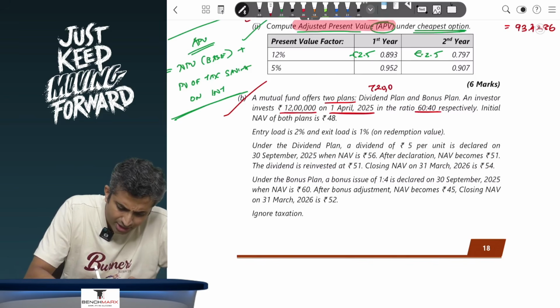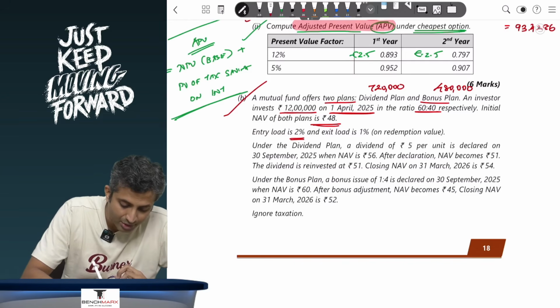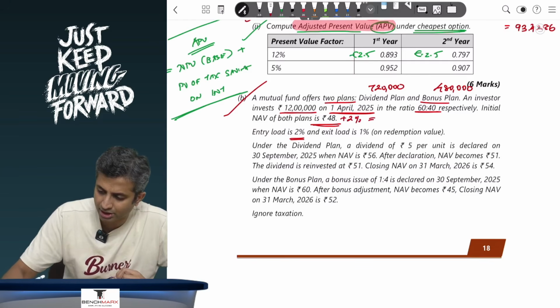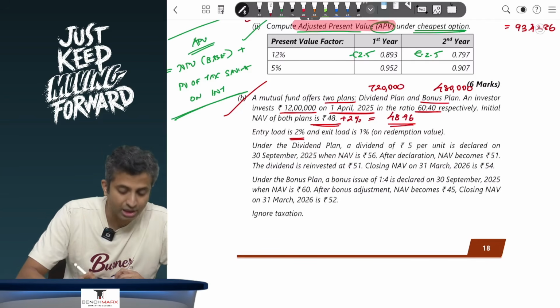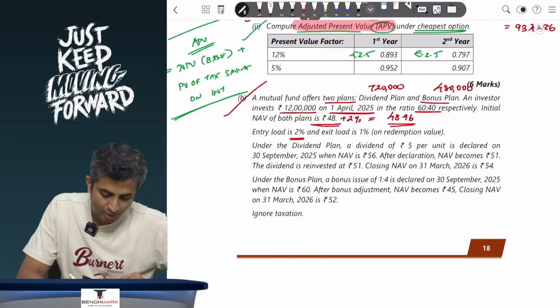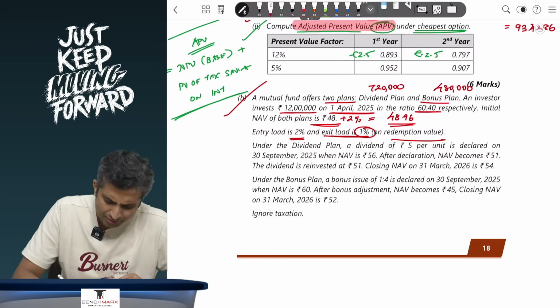which means in the dividend plan they will invest 7 lakh 20, that is 60%, and in the bonus plan they will invest 4 lakh 80, which is 40%. The initial NAV of both plans is 48. Now entry load is 2%. That will be at the time of investment. I'll have to pay 2% extra, so the NAV of 48 plus 2% will be 48.96. So for every unit, including the entry load, I'll have to pay 48.96. And there's an exit load at 1% on the redemption value, that will be at the time of redemption.